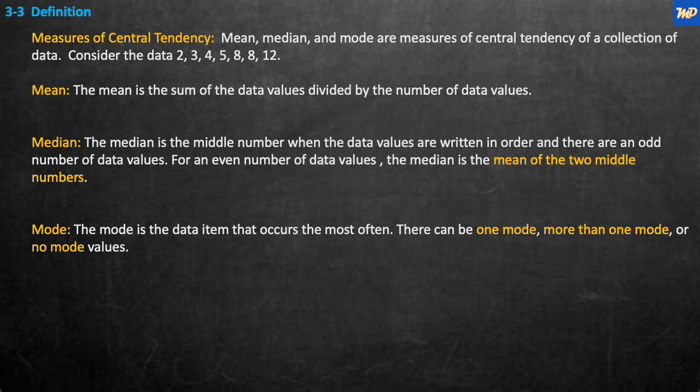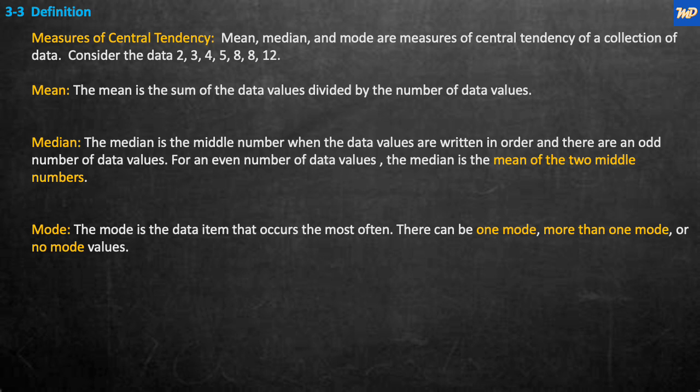Okay, definitions. Measure of central tendency. Mean, median, and mode are measures of central tendency of a collection of data. Consider the data 2, 3, 4, 5, 8, 8, and 12. The mean is the sum of the data values divided by the number of data values, which in this case happens to be 7 data values. The median is the middle number when the data values are written in order and there are an odd number of data values. For an even number of data values, the median is the mean of the two middle numbers.